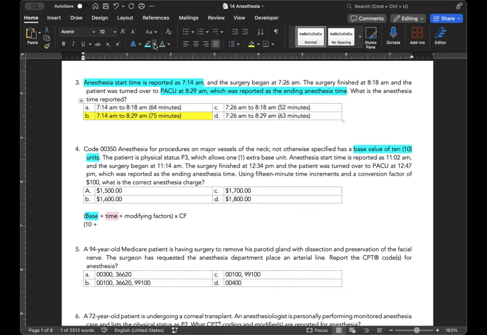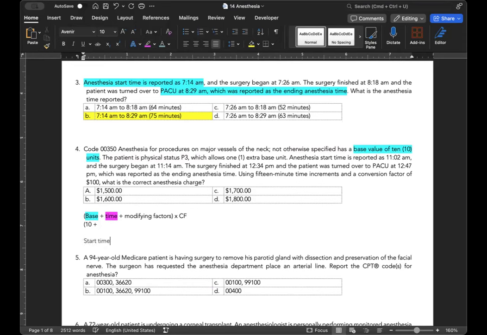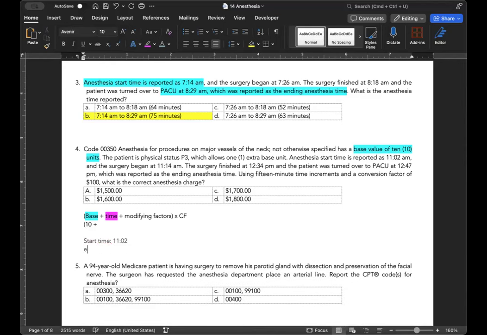Our time. So let's break this down additionally. So what's our start time based on the scenario? Just like we figured out in question number three, what's our start time in the scenario here? Yep, 11:02. And then our end time is what? 12:47.